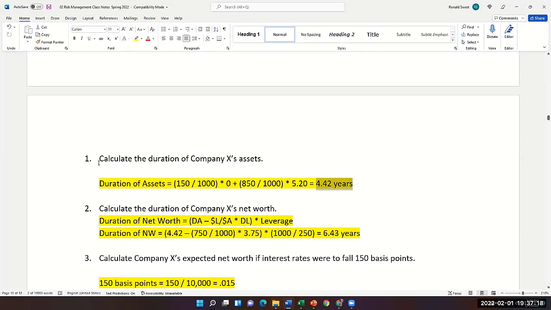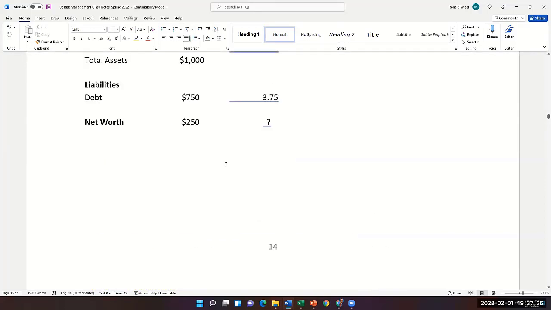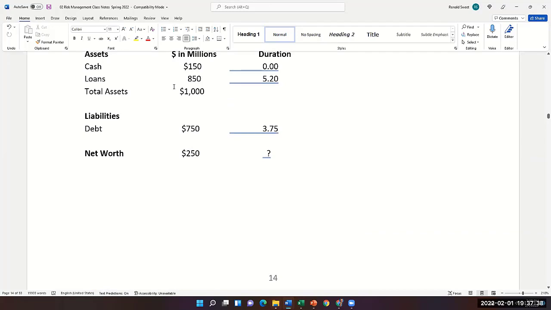So what is the duration of their net worth? Here's the formula. You just have to know this formula, but again, it's a very simple formula. You take the duration of assets minus the dollars in liabilities divided by the dollars in assets times the duration of liabilities. You take the leverage of that. Leverage is nothing more than assets divided by net worth.